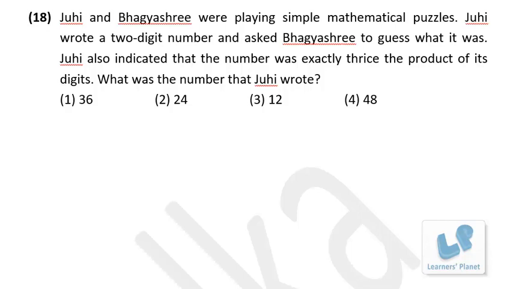Juhi and Bhagyashree were playing a simple mathematical puzzle. Juhi wrote a 2-digit number and asked Bhagyashree to guess what it was. Juhi indicated that the number was exactly thrice the product of its digits. So that's a pretty simple question. You just go backward instead of guessing the number. So 6 3s are 18, 18 into 3 is 54, so it cannot be the correct option. 4 2s are 8, 8 3s are 24, so this is the correct option. Okay, 4 2s are 8, the product of its digits, right? So the number is thrice the product of its digits. So the product is 8, 8 into 3 is 24, so this is 24. So that's correct.